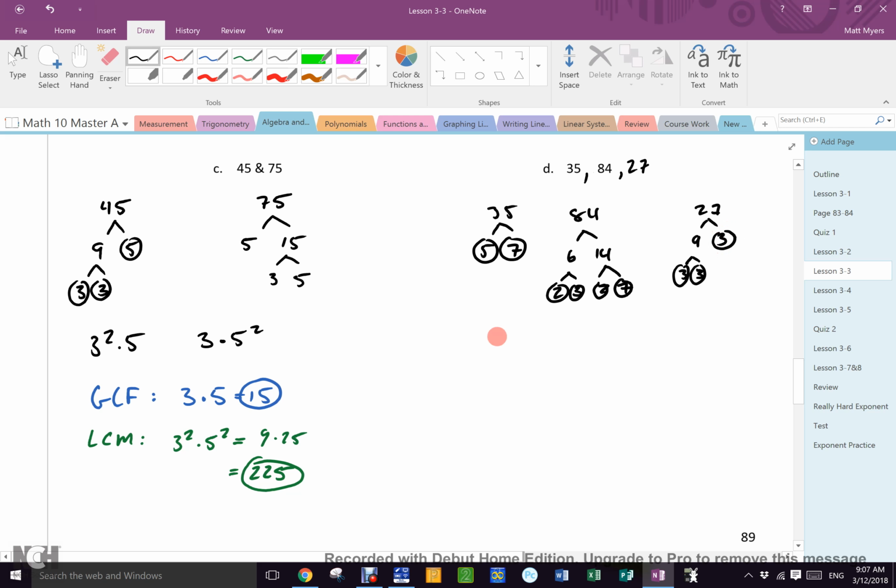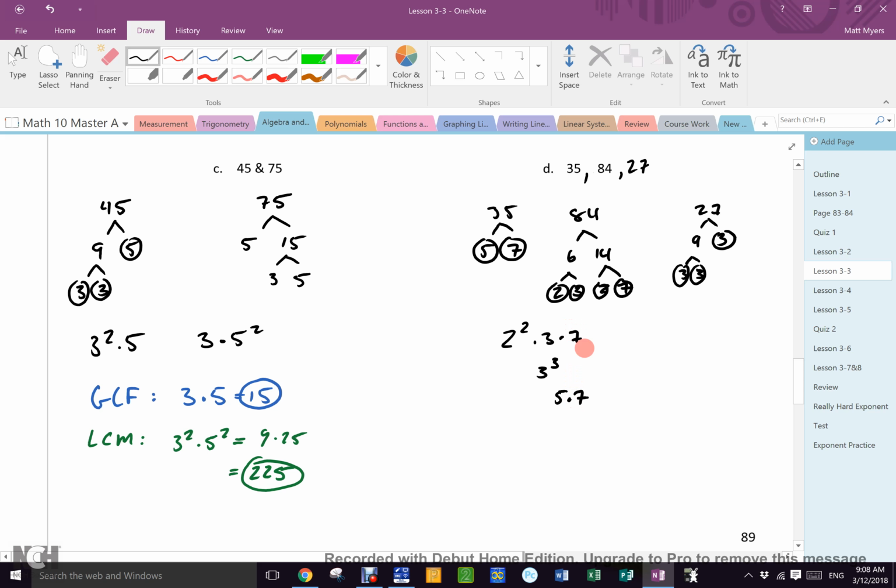So I now have 3 lists. I've got 2 squared times 3 times 7. I've got 3 cubed. And I've got 5 times 7. Is there a GCF? No. Why? I can see that 3 is right there and there. That's common. But it's not common to all of them. I can see 7. That's common. But only to those 2.